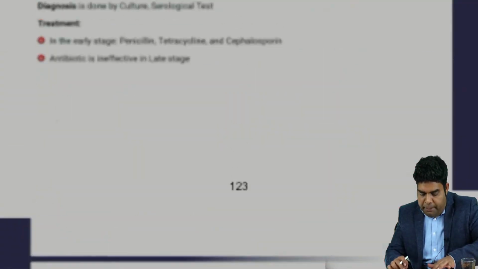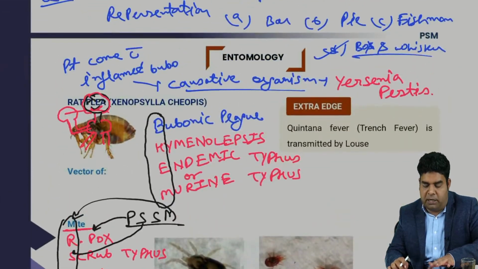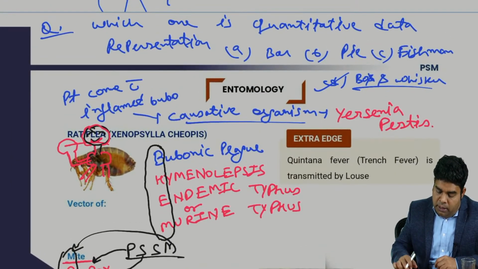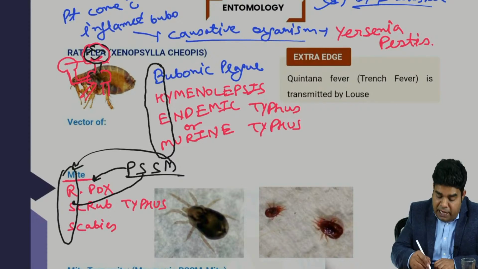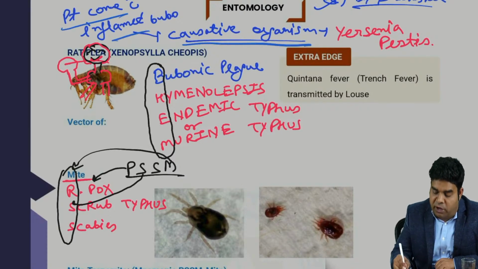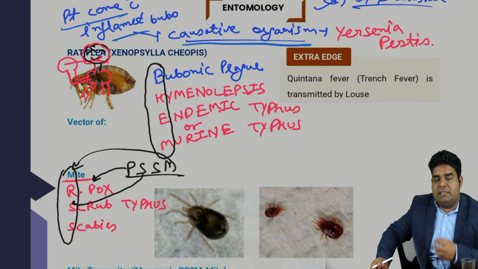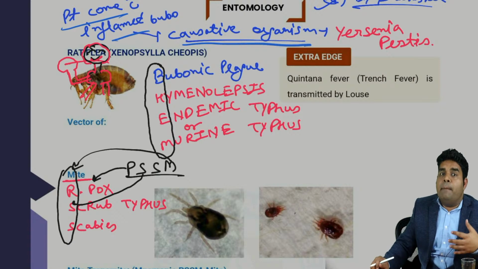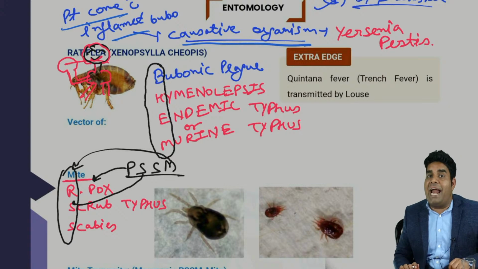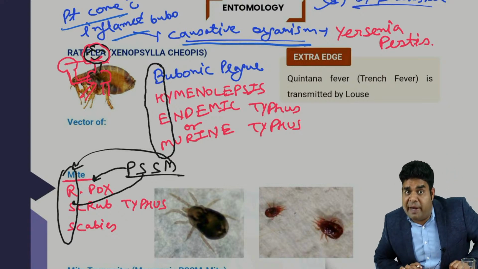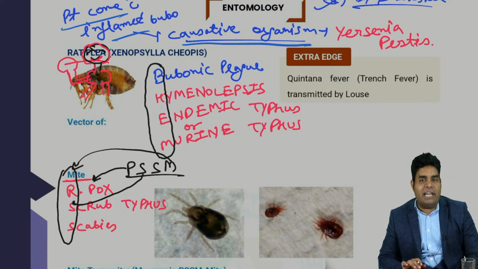Very important area, because questions not only in PSM but PSM and micro both ask questions from this part. So in entomology, the first question which has been asked is: a patient comes with inflamed buboes. What is the causative organism? Answer is Yersinia pestis. Buboes means lymph node. Buboes is indicating bubonic plague. Causative organism is Yersinia pestis, but bubonic plague is transmitted by rat flea. Other diseases transmitted by rat flea are Hymenolepis and endemic typhus, which is also known as murine typhus.